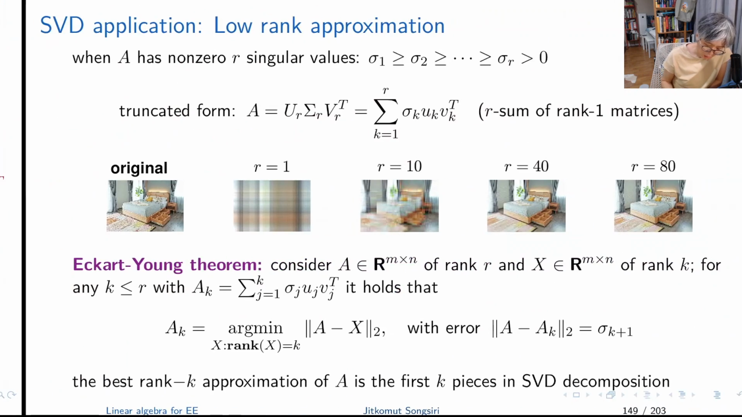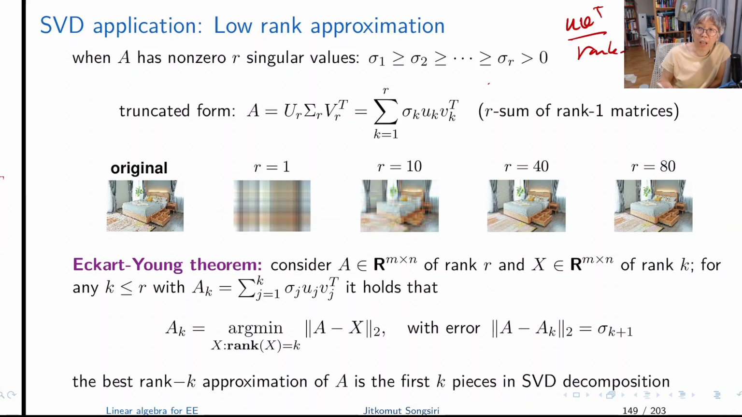So when you expand that out, it's going to be the sum of rank 1 matrices, because you know that when you have an outer product of two vectors, U and V transpose, this is always rank 1. So in order to reconstruct A, you need R sum of rank 1 matrices.